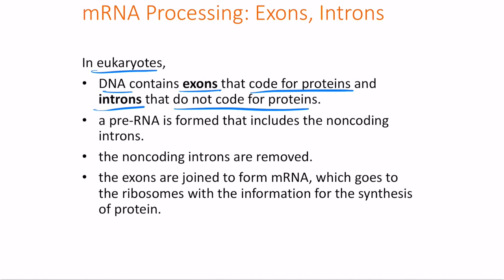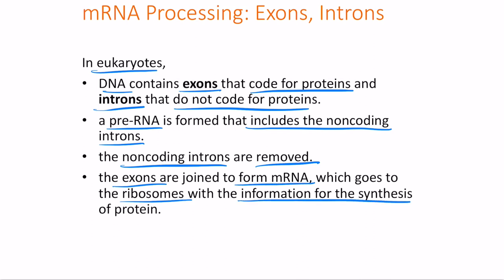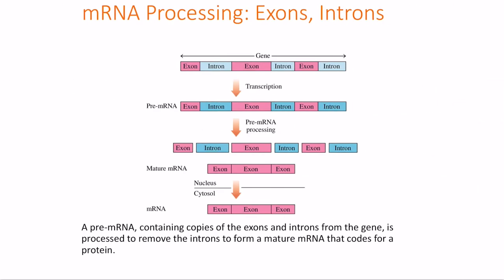So you have exons and introns. A pre-mRNA is formed that includes non-coding introns. The non-coding introns are generally the ones that are removed. So the exons are joined to form mRNA, which goes to the ribosome with the information for synthesis of the protein. Remember that exons are the ones that are going to end up creating the mRNA, not introns.